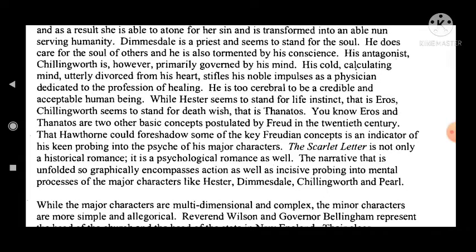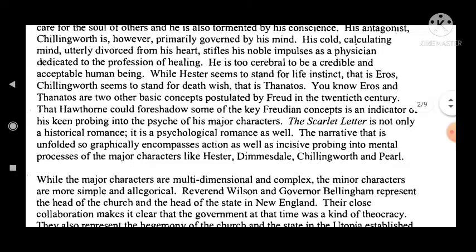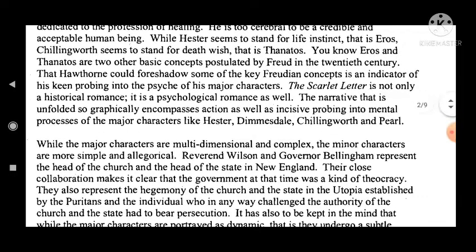That Hawthorne could foreshadow some of the key Freudian concepts is an indicator of his keen probing into the psyche of his major characters. The Scarlet Letter is not only a historical romance, it is a psychological romance as well.